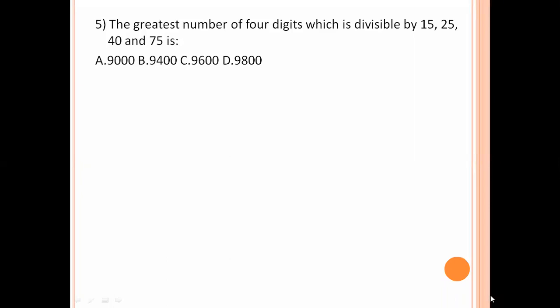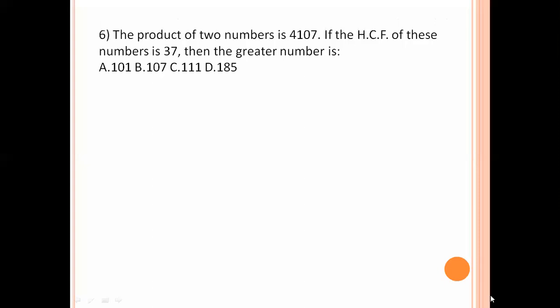The product of two numbers is 4107. If the HCF of these numbers is 37, then the greatest number is? So divide this value by 37. 37 times 1, carry 4, 40, 37 times 1, carry 3, 37, 37 times 1. So 111 is the answer. The greatest number is 111.